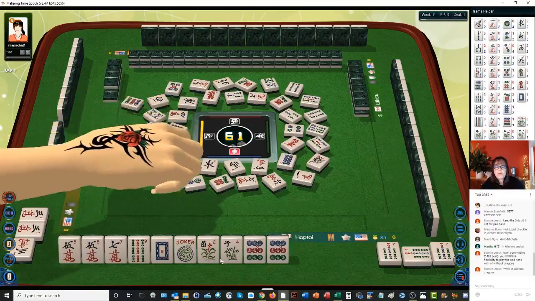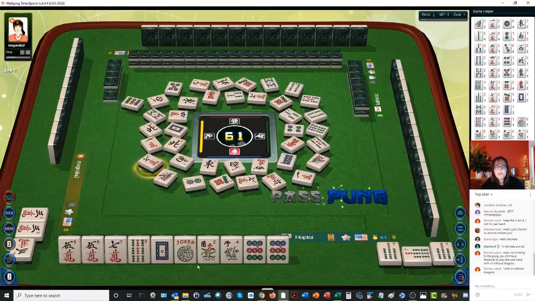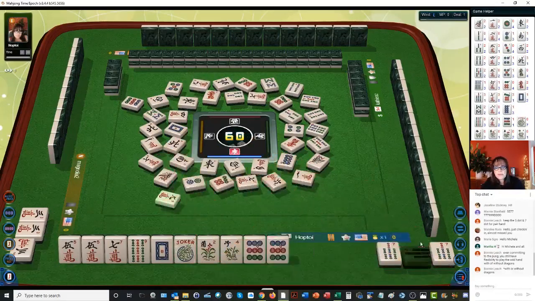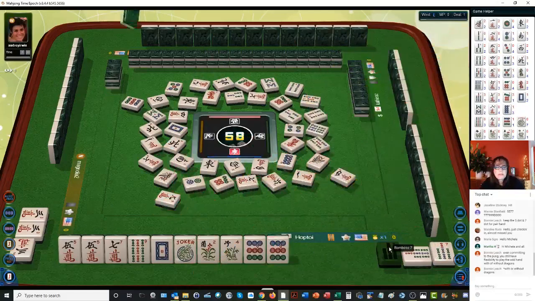I'm going to hold the flowers just for a little bit. There it is. Yeah, we're not ready for it. And that was it. Okay, so now we have to reassess. So let's get rid of nine crack. Nine characters. So we have a pung of seven bams out. Four characters.